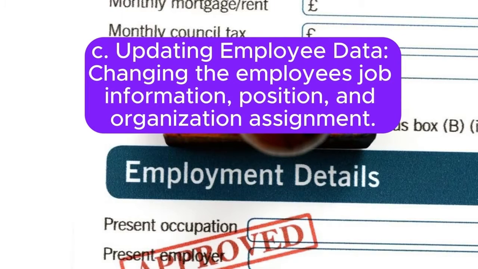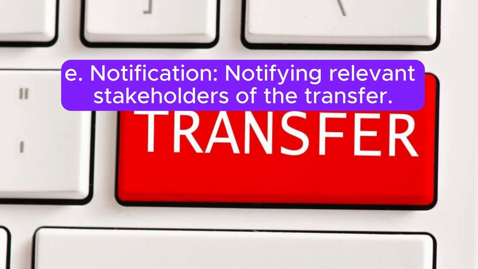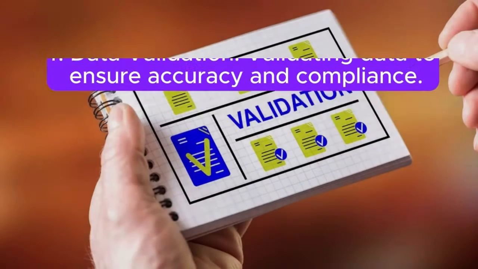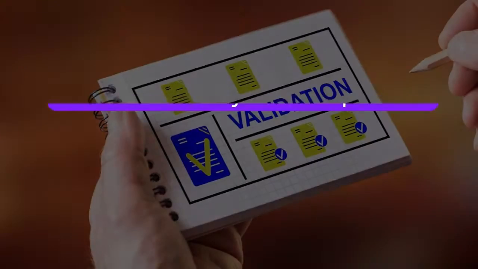C. Updating employee data, changing the employee's job information, position, and organization assignment. D. Effective dating, ensuring the transfer is effective on the correct date. E. Notification, notifying relevant stakeholders of the transfer. F. Data validation, validating data to ensure accuracy and compliance.